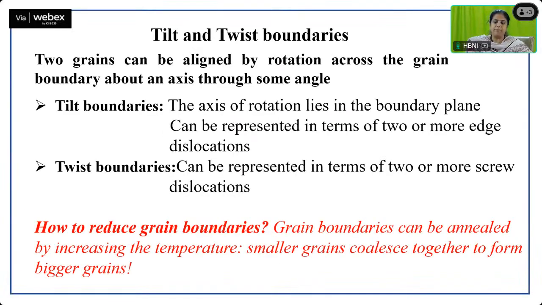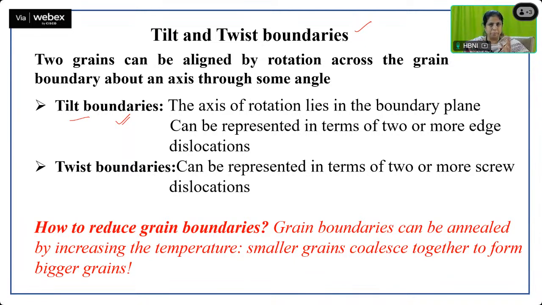Okay. Now coming to what is tilt and twist boundary. They are also grain boundaries. The only difference is when this grain boundary can be represented in terms of two or more edge dislocations, we call them tilt boundary. And when the grain boundary can be represented in terms of two or more screw dislocations.